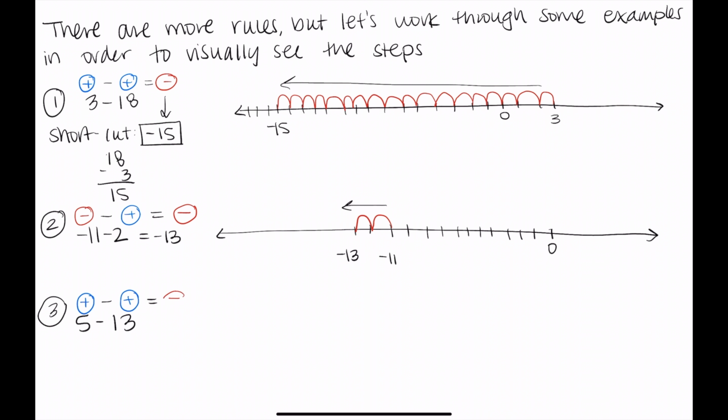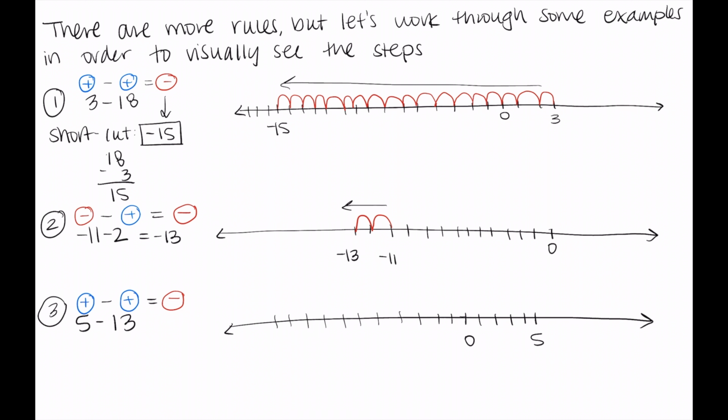Now for number 3, we have 5 minus 13. Both of these are positive, but just like number 1, 13's absolute value is greater, and since we're subtracting, we will expect to have a negative answer here. So I'll go through and draw my number line. We're going to start at 5, and we are again moving left because we are subtracting. And when we move left by 13 spaces, we will get negative 8 if you count all the little tick marks. So we know that 5 minus 13 is negative 8.